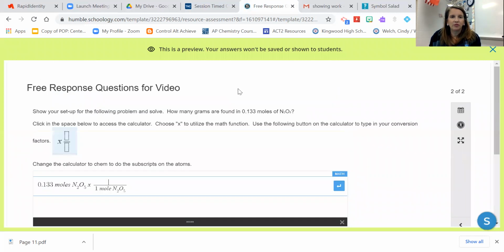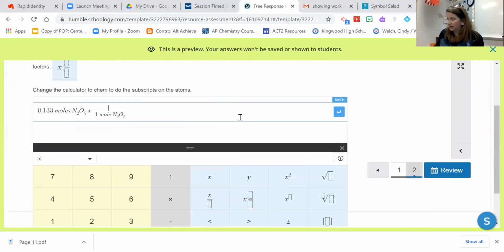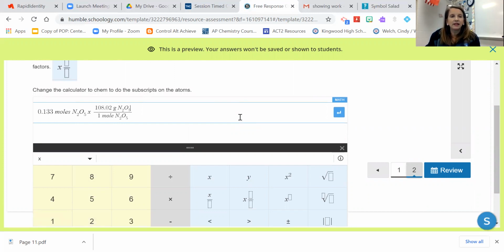And I am looking for grams. So I've got to get my molar mass. 108.02 grams of, I can copy and paste that again. And then I can just go ahead and solve. My answer would be 14.4. I can copy and paste.